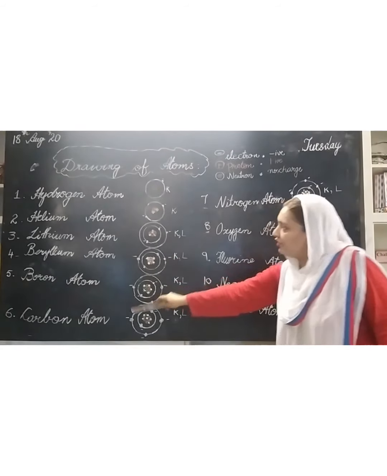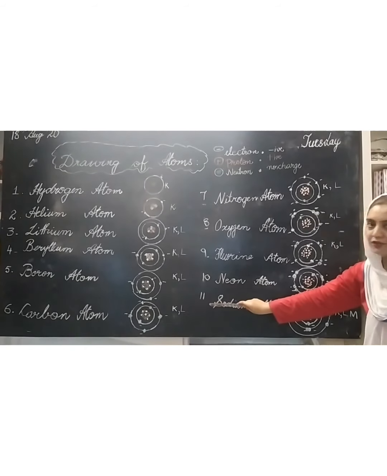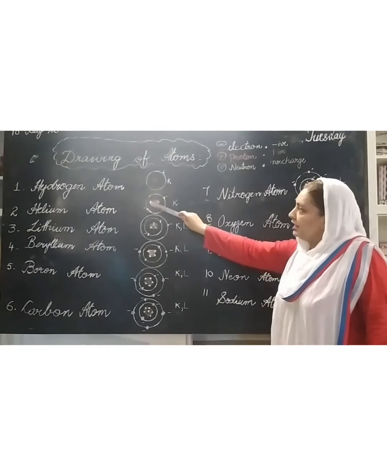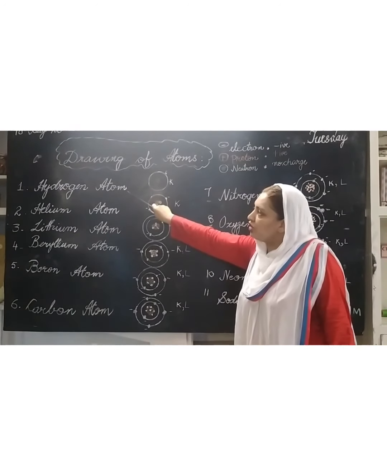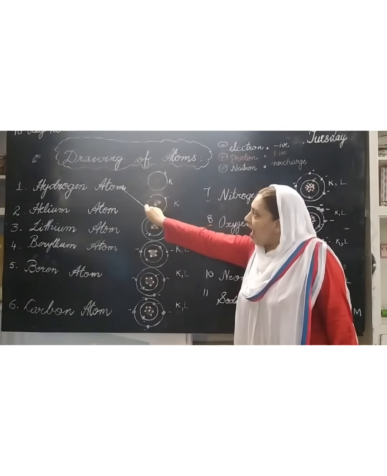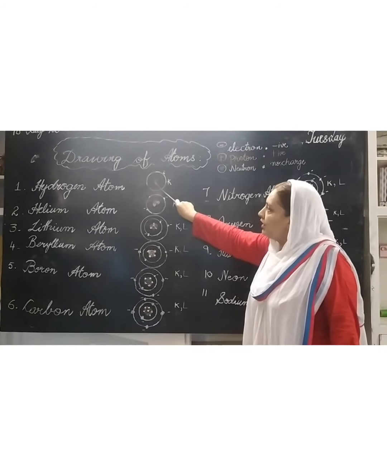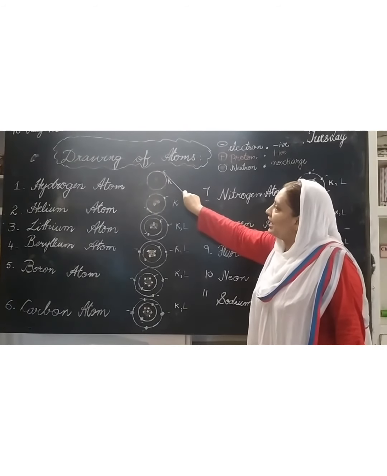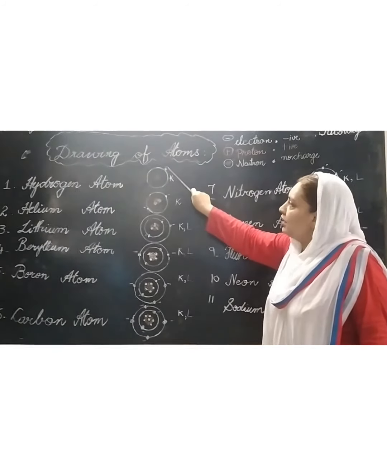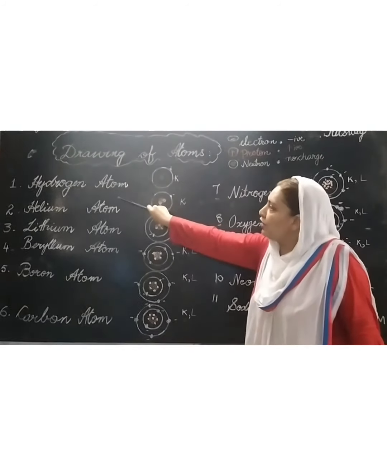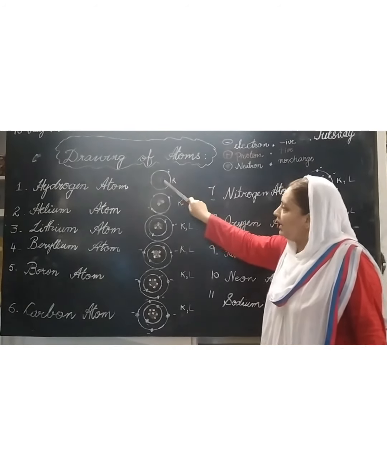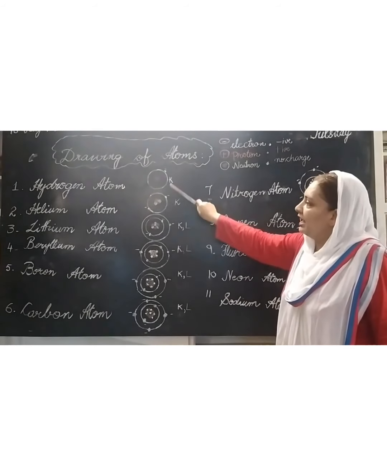I have arranged here first 11 atoms of the periodic table. The simplest one is hydrogen atom. Hydrogen atom has only one proton. I have shown proton with red color and one electron. I have shown electron and electronic shells with white color. So hydrogen has only one proton in nucleus and one electron in its shell, and the shell name is K.